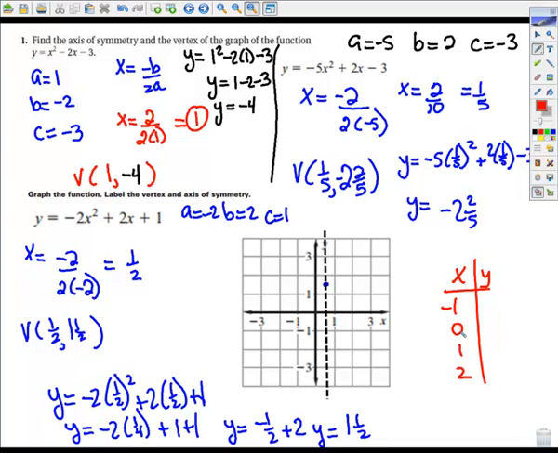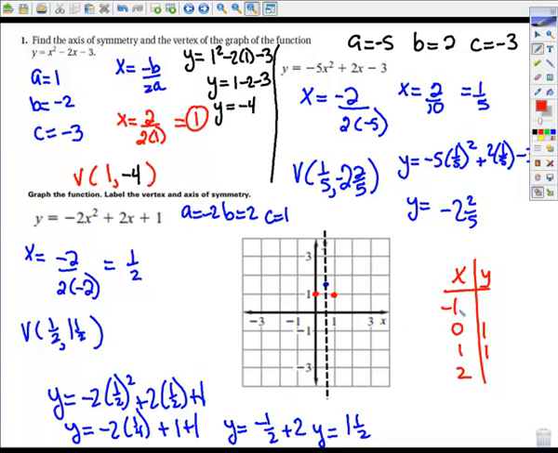I know at 0 my y-intercept is 1, so I have that right here. And then it should be also 1 at positive 1 because they are equidistant away from the vertex. So it should work out just like that.